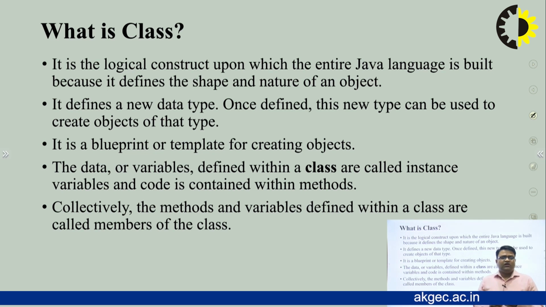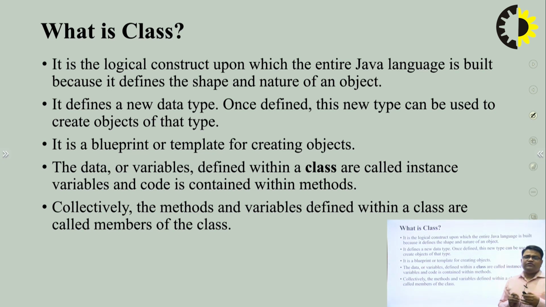Once defined, this new data type can be used to create objects of that type. It is also a blueprint and template for creating objects, providing the space for creating objects of similar nature. The data or variables defined within a class are called instance variables, and the code is contained within methods. There are only two members of the class, data members and methods. Data members define the structure of the program, and methods define the operation, which type of operation will be performed on that particular data.